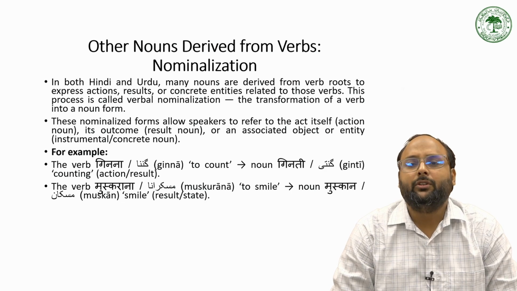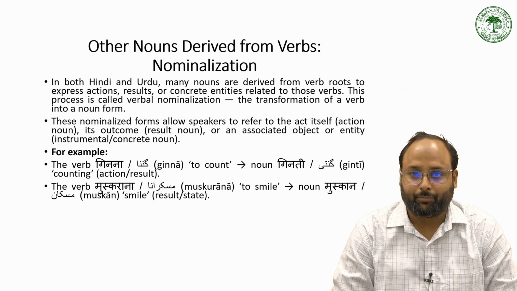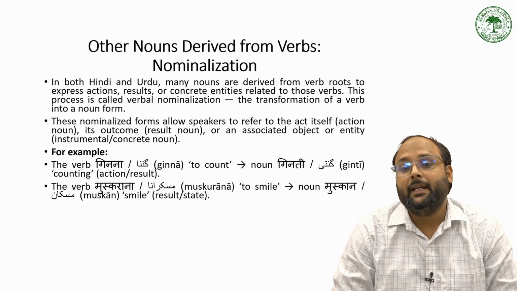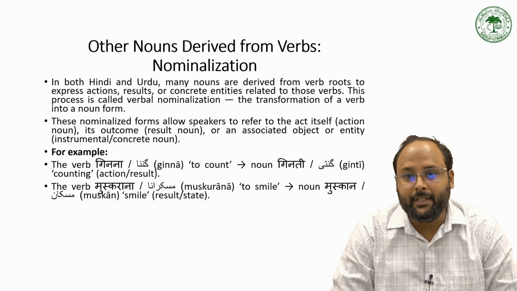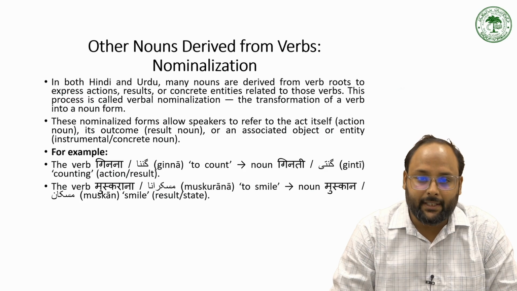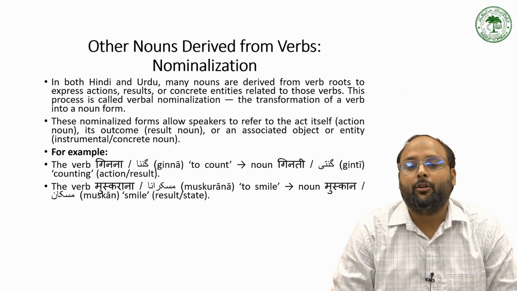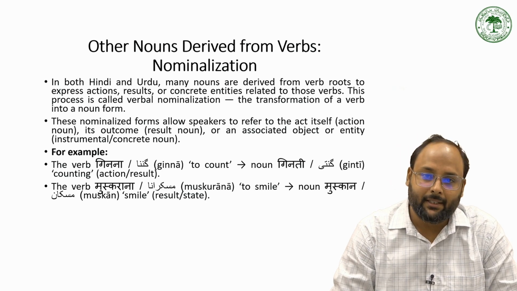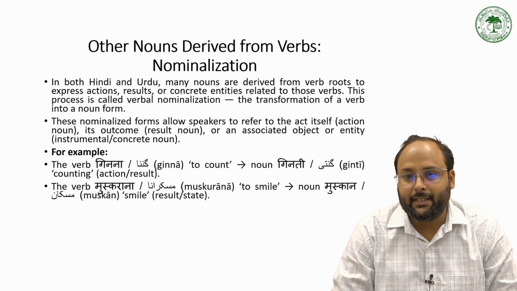Many nouns are derived from verb roots in Urdu Hindi, and they express the meaning of action, sometimes the meaning of result, and sometimes they express concrete entities related to those verbs. When we have a verb like ginna, it changes into ginti, and that is the action. When we have the verb like muskurana, it changes into muskan, and that is the result. That is the change from verb into noun, which is called nominalization in Urdu Hindi.